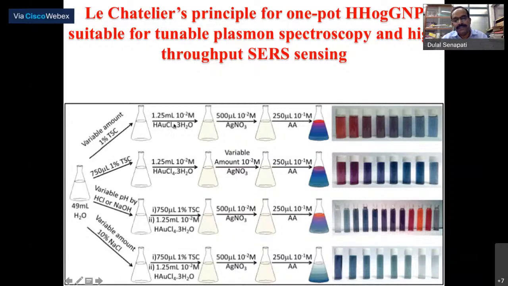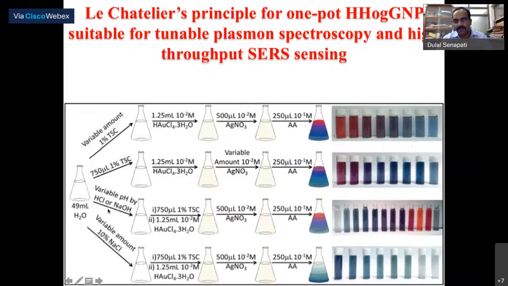With variable concentration of TSC, we took 1.25 ml of 10 to the minus 2 molar gold chloride. There I add 500 microliters of silver nitrate, and then at different concentrations of TSC, if we add 250 microliters of ascorbic acid and reduce it, it gives shades of color in solution. Similarly, if we keep the concentration of TSC constant but vary the concentration of silver nitrate, then the shade of color is different from the previous.